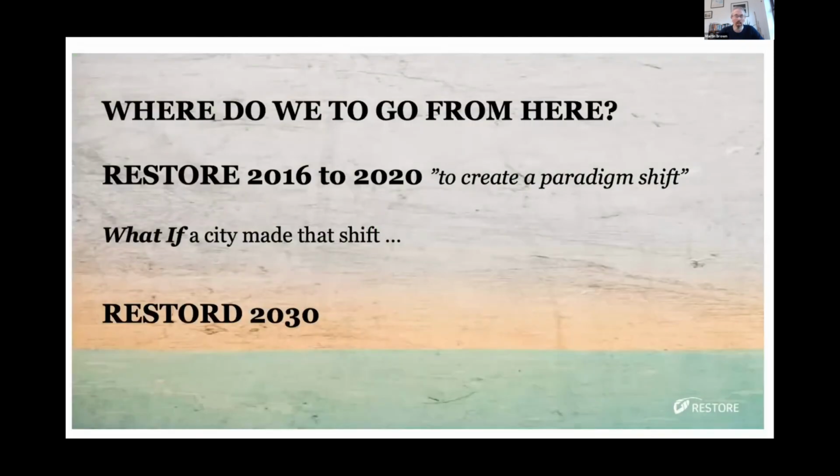So one of the final actions of Restore is to ask that question, where do we go from here? Restore from 2016 to 2020 has been about creating a paradigm shift. Now, what if a city actually made that paradigm shift? We'd like you to help us imagine what that city would look like. So we've taken the expression Restored, which is the name of the small city in Europe which has done that and moved forward. What would that look like in 10 years' time?